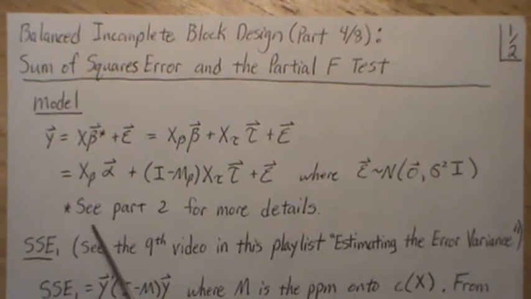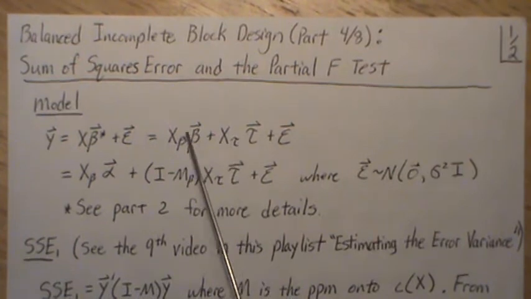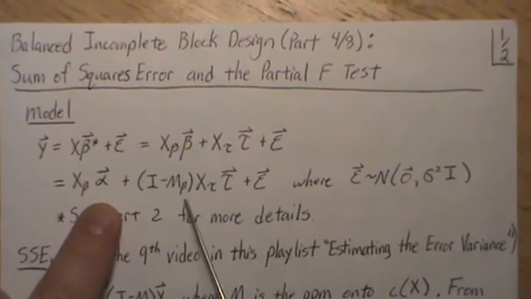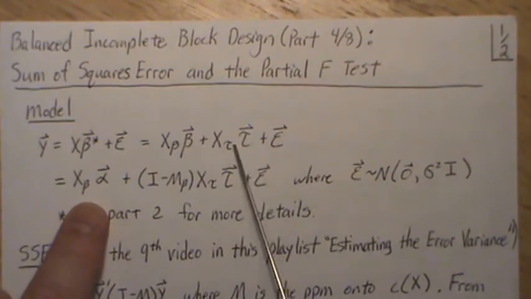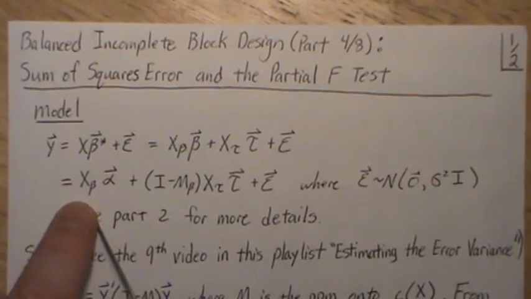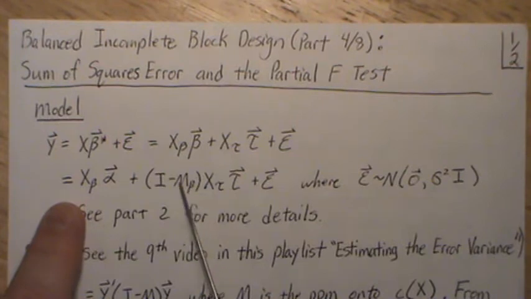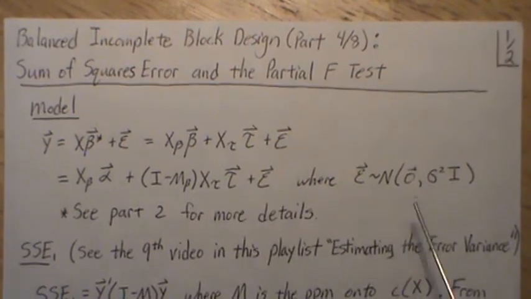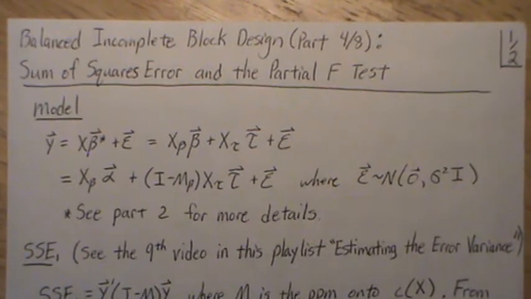And then I'm going to push you off to part 2 for more details, where we added a well-chosen zero to this design and we came up with this. So there's two pieces now, alpha and tau. And tau are the same as these tau. And the design matrix is x beta and I minus m beta, which is the perpendicular projection matrix onto x beta, times x tau. Epsilon is still multivariate normal, mean vector 0, variance covariance matrix sigma squared I.